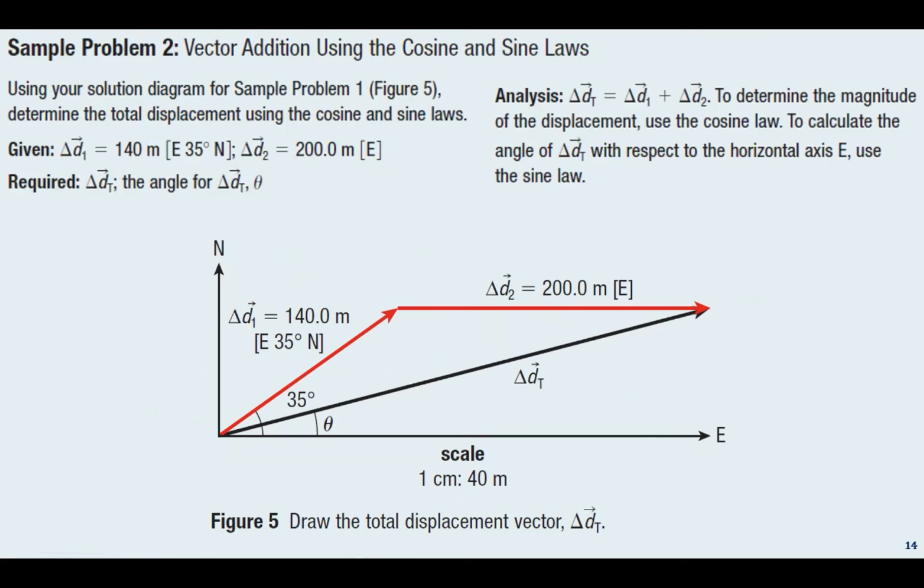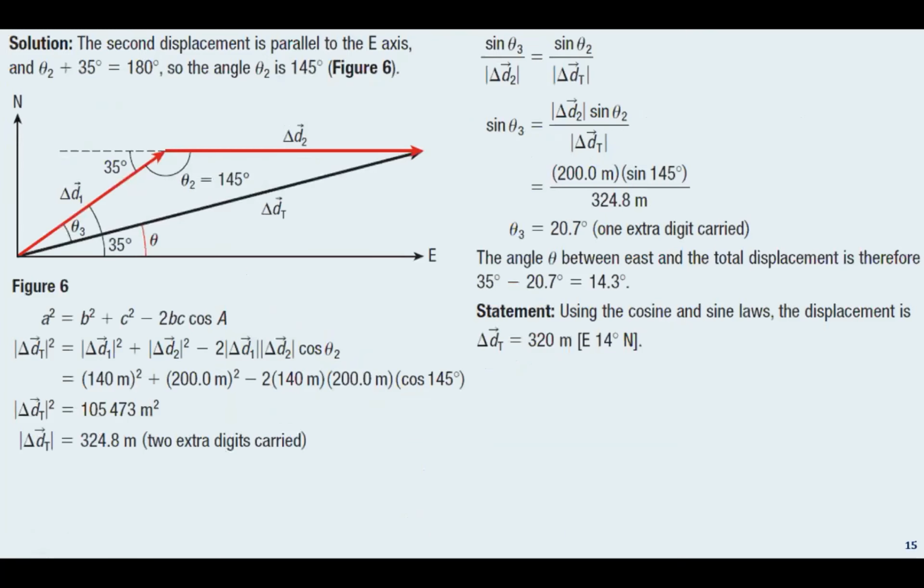Okay. So again, for the same question, the given information is the same. Then in this solution, we have the second displacement is parallel to the east axis, right? And angle theta 2, as shown here in this diagram, plus 35 degrees equals 180 degrees. So the angle theta 2 is 145 degrees, as shown here in figure 6.